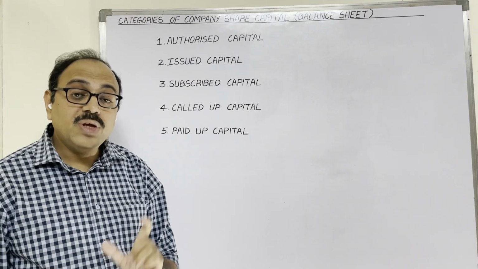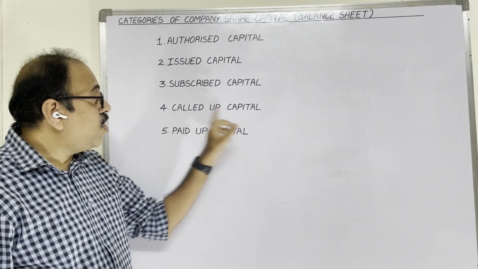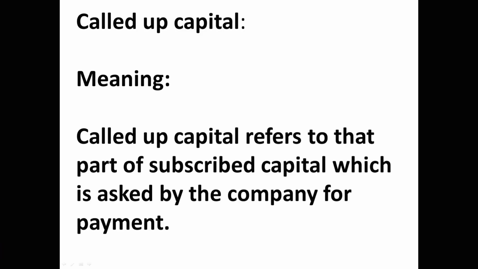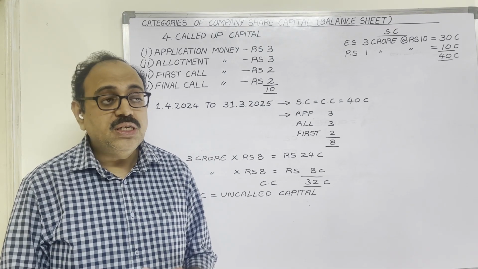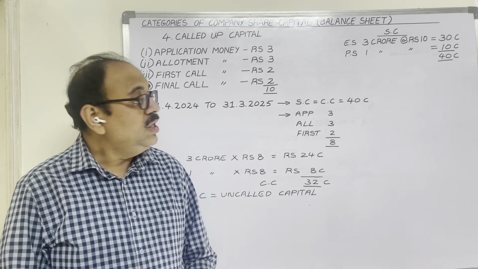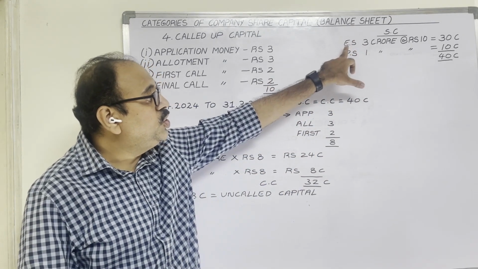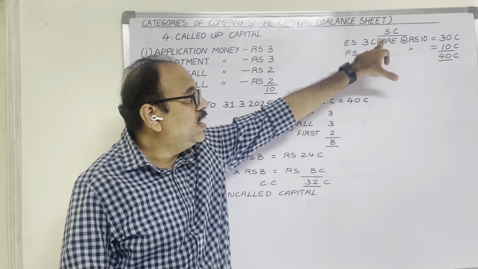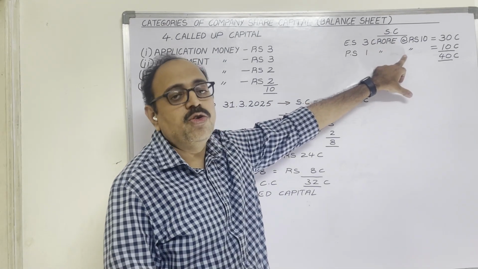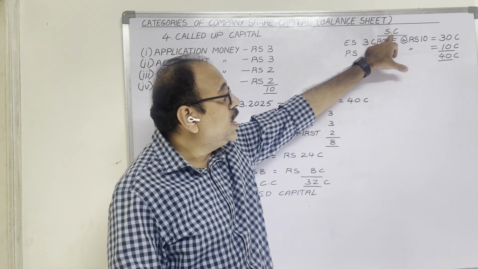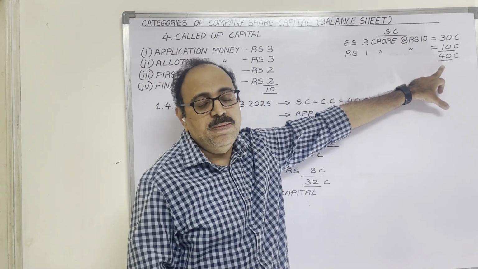Next one. The fourth category of capital is called up capital. Called up capital refers to that part of subscribed capital which is asked by the company for payment. Thus, called up capital is the capital which is asked by the company to pay. See, subscribed capital is, assume, equity shares 3 crore at the rate of 10 rupees each, preference shares 1 crore at the rate of 10 rupees each. So subscribed capital is 40 crore rupees.